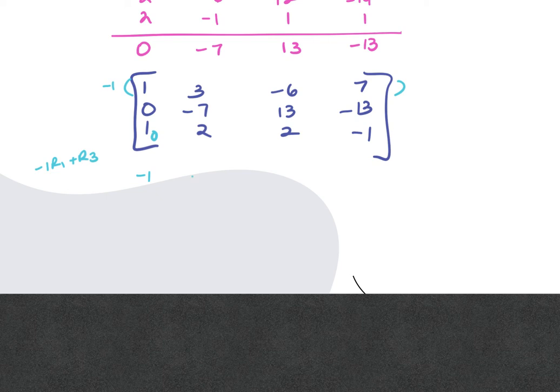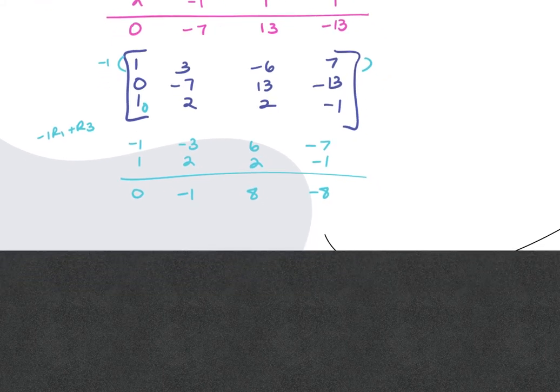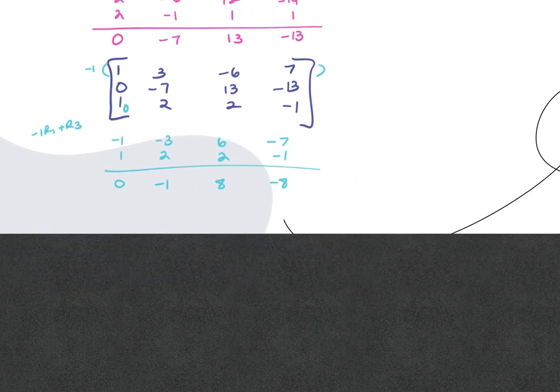So -1, -3, +6, -7, plus 1, 2, 2, -1. 0, -1, 8, -8. And that replaces row 3. 1, 3, -6, 7, 0, -7, 13, -13, 0, -1, 8, -8.